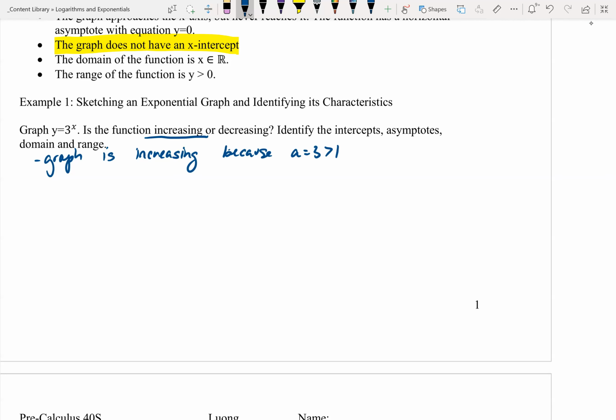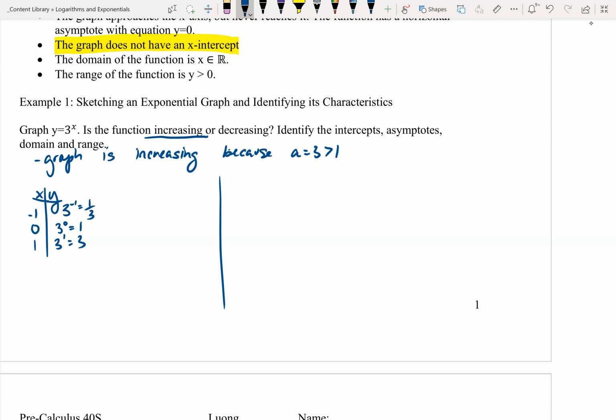And then I'm going to use a table of values to help me determine a few points. So I'm just going to pick -1, 0, and 1, and I'll plug it into 3 to the power of x. So this will be 3 to the power of -1, which is a third, 3 to the power of 0, which is 1, and 3 to the power of 1, which is 3.